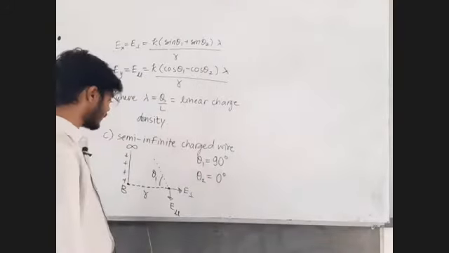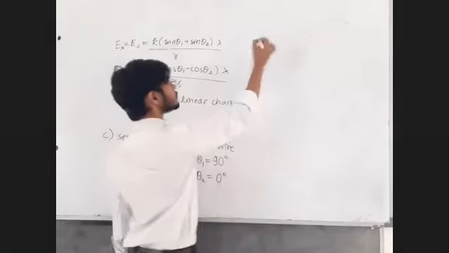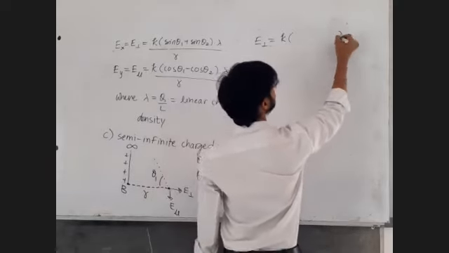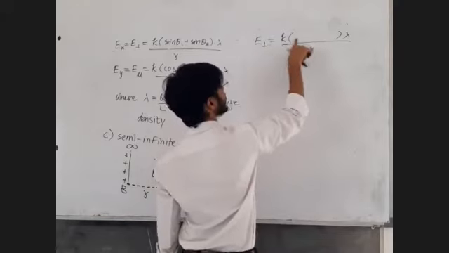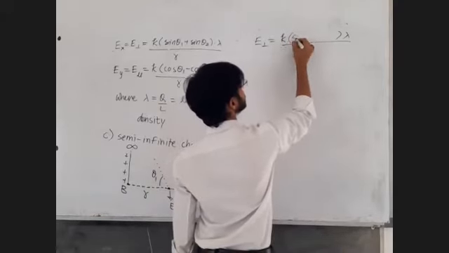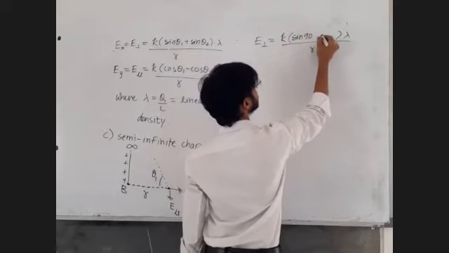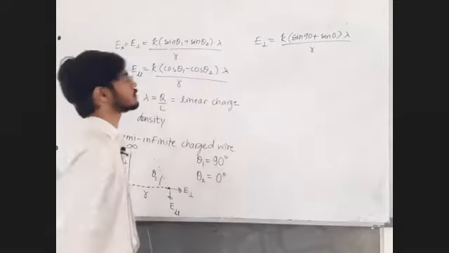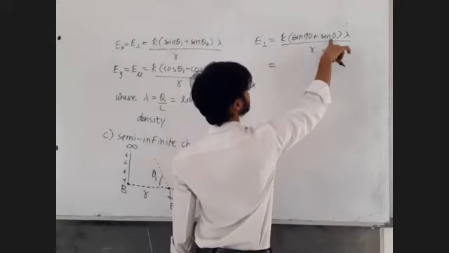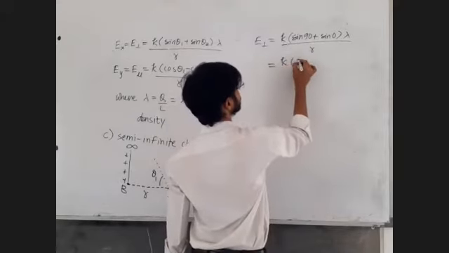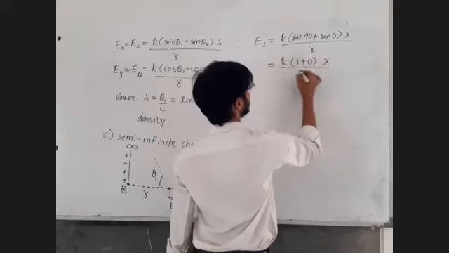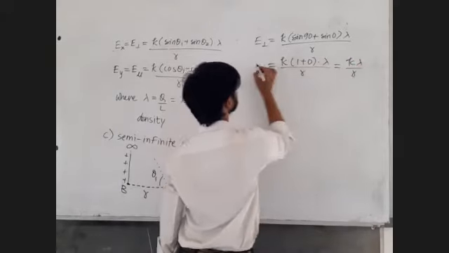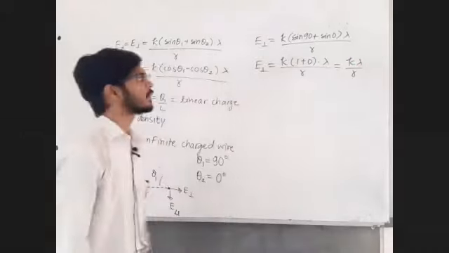Fine. Let us find E perpendicular and E parallel. What is E perpendicular? K into some value into lambda upon R. The value is sin 90 plus sin 0. The first angle is 90, the second angle is 0. Sin 90 is 1, sin 0 is 0. So K into (1 plus 0) into lambda upon R. 1 plus 0 is 1, no need to write 1. So E perpendicular is K into lambda upon R.